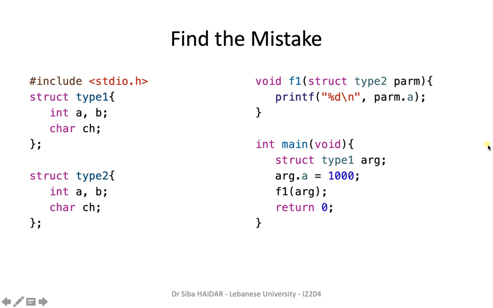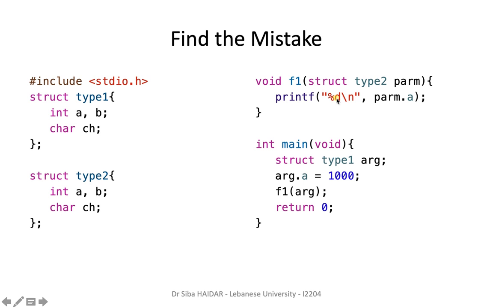Let's find the mistake in this program. I have my main in which I am declaring a variable named arg of type struct type 1. I am assigning its field A to 100. Let's see struct type 1. It has an integer A, and it has a character CH. So I'm giving A the value 100. It's fine. Then I am passing arg to the function f1, which receives a struct type 2 called param, and then it will print param.a.